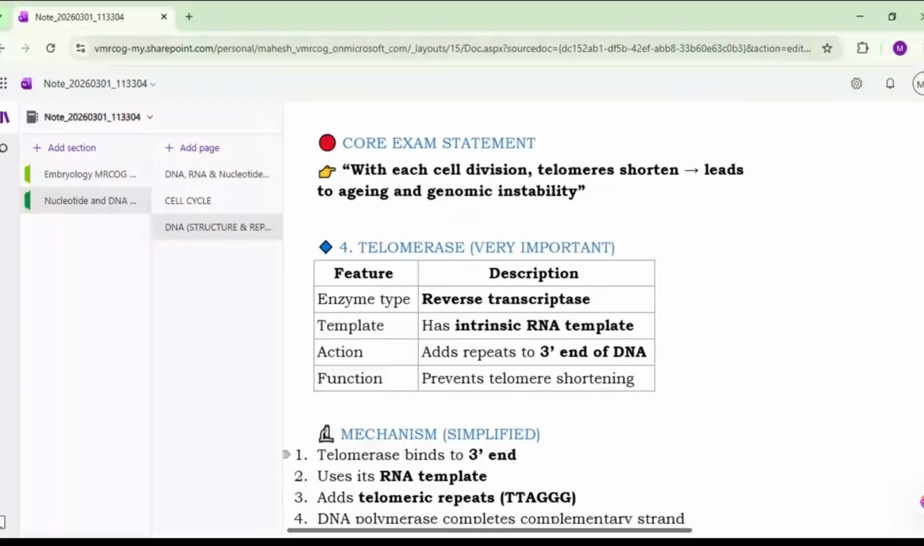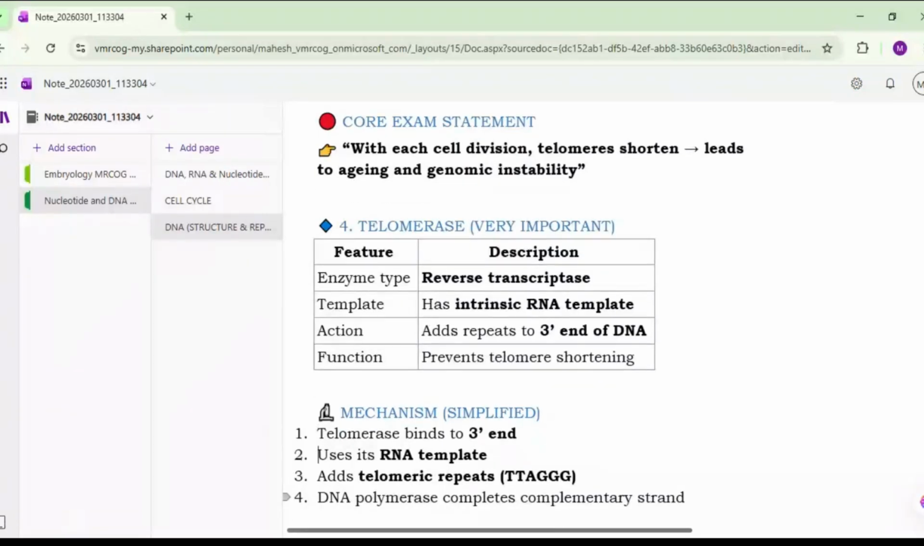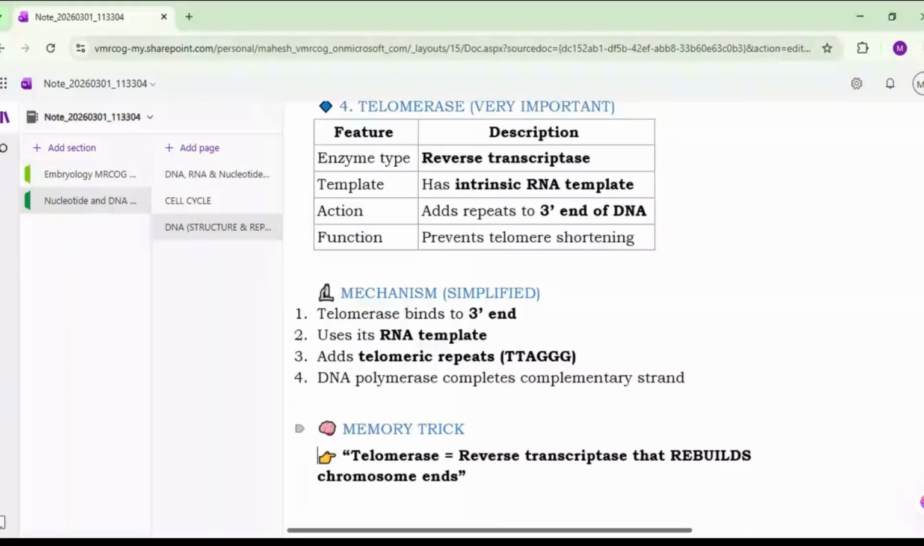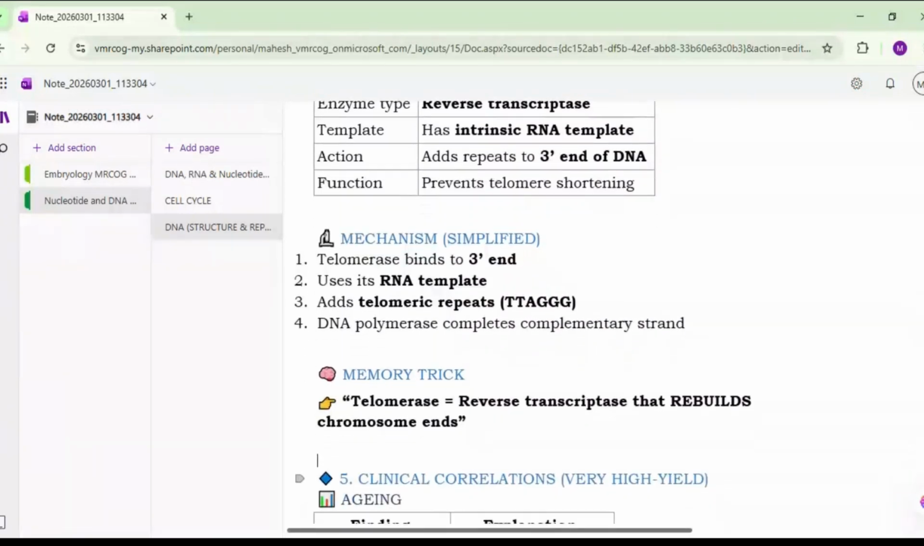So telomerase binds to the 3' end. It uses its RNA template to add telomeric repeats, that is TTAGGG, at the end. So DNA polymerase completes the complementary strand. Finally, this DNA polymerase is able to complete the complementary strand. Otherwise, it would not have completed. Okay. So telomerase is a reverse transcriptase that rebuilds the chromosome ends. This concept you should remember.